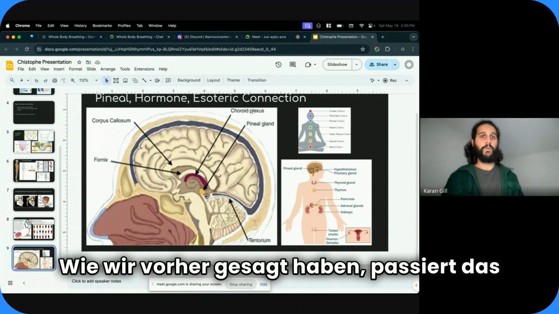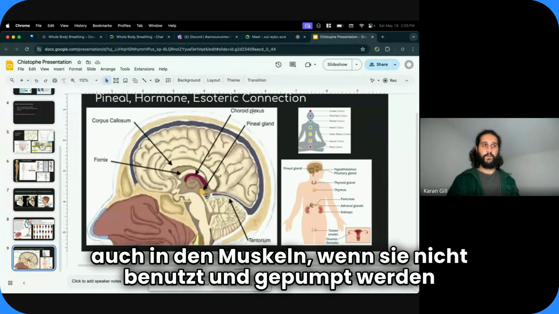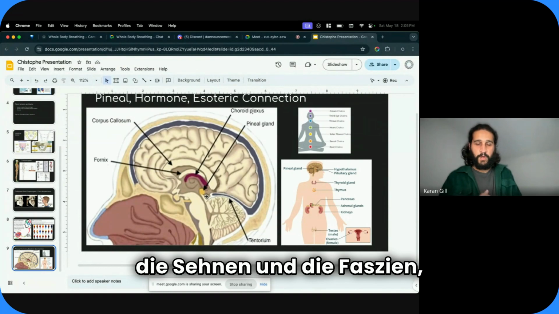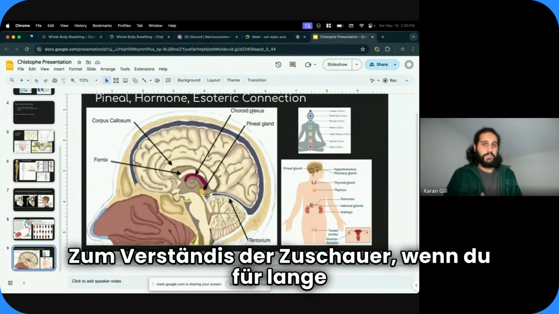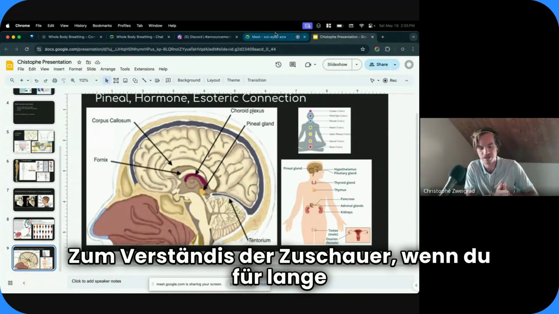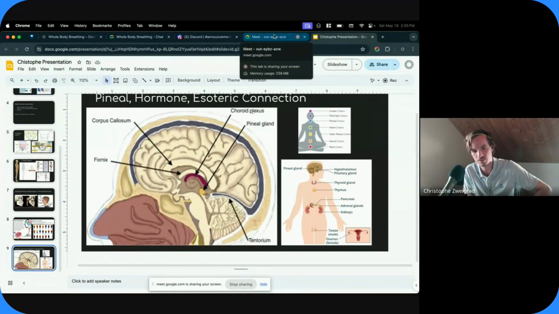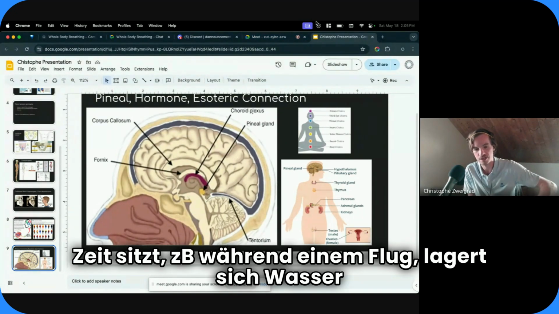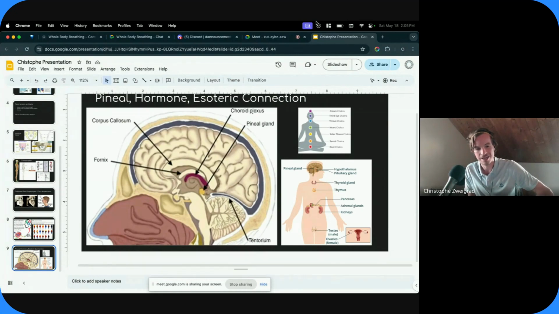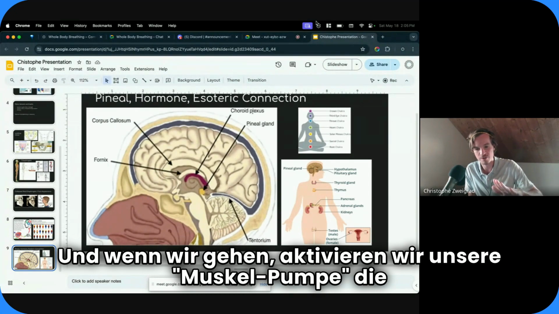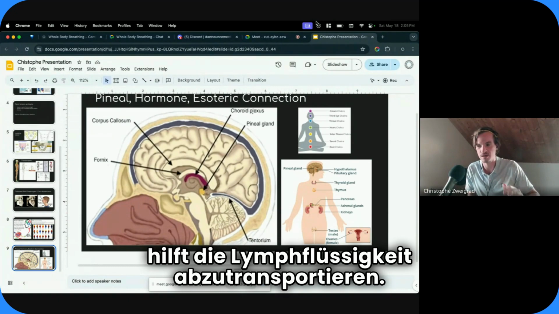They happen clearly in the muscles, as we spoke before, that if the muscle is not getting used and pumped, like the tendons and stuff, you'll start depositing calcium in there. I think for people to understand, like when you sit for a long time, like during a flight or whatever, you start to have water in your legs and the ankles. And when we walk, we have this muscle pump that helps to bring the lymphatic liquid back up to the heart.